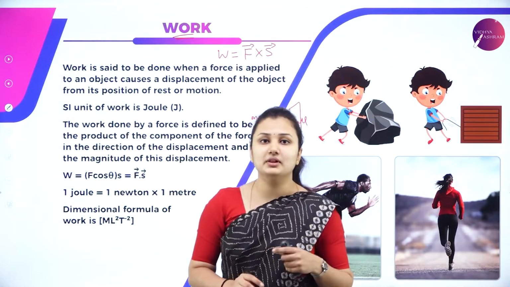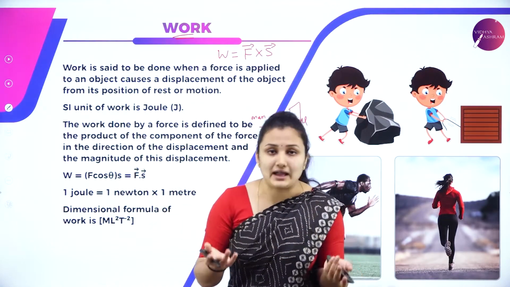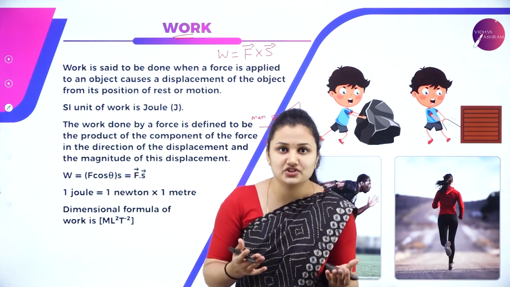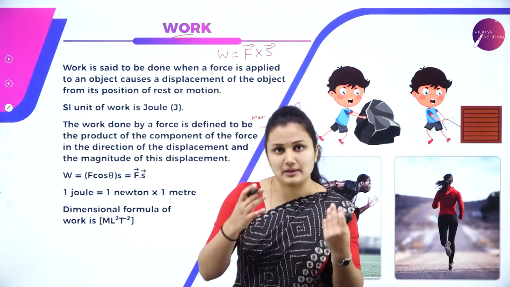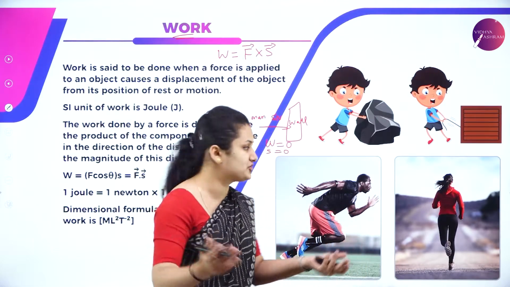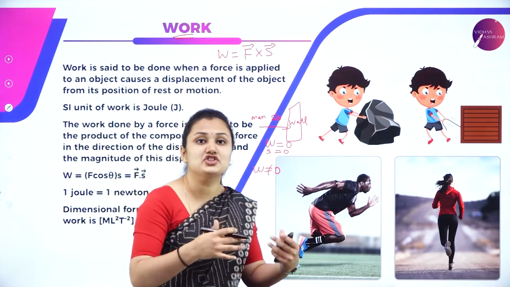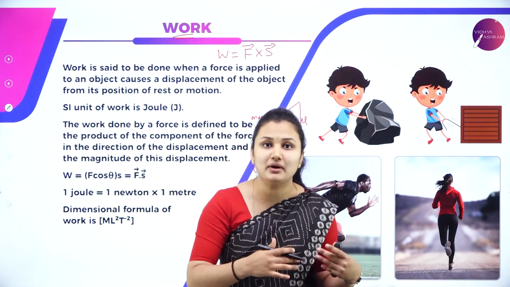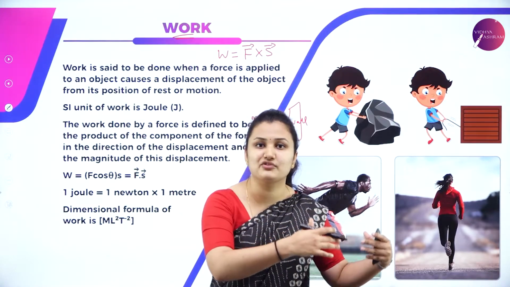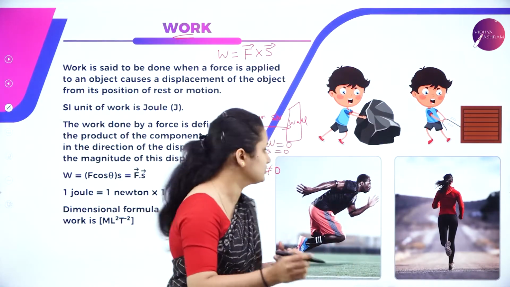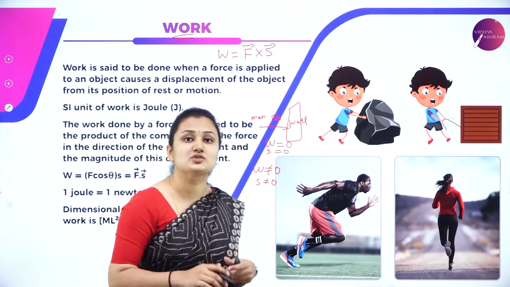Say, for example, I go for a walk. That means I am applying force, my position is changing, I am not at rest. From rest I am coming into motion. When I apply force, I am walking, and I am changing my position. So my work done is not equal to 0. What do you mean by that? That means I am displaced from one point to another point. So, displacement is not equal to 0, hence work has been done.